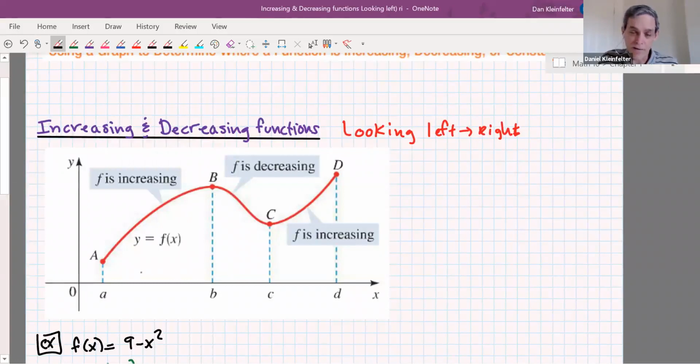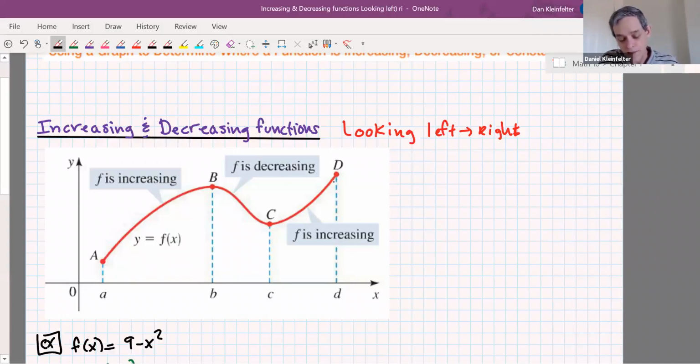If you look left to right, which is always how this is done, it looks like the graph is going up. And it's as simple as that. As you look left to right, is the graph going up? Then yes, it's increasing. Is the graph decreasing? Yes, it's decreasing on the interval from B to C because it's going down. And then on the interval from C to D, it's again increasing.